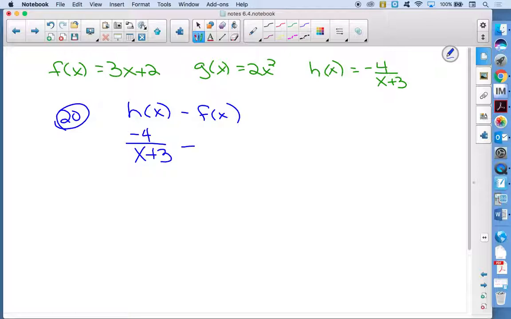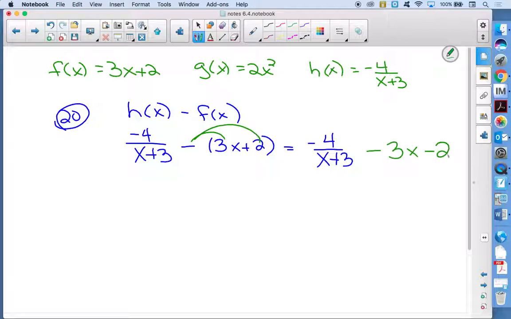If you're subtracting f of x, remember you're subtracting all of it, so you have to subtract the 3x and the 2. So the only thing you can do with this problem is distribute the negative through. This negative goes to both pieces because you're subtracting all of f of x. So it would be minus 3x and then minus 2.